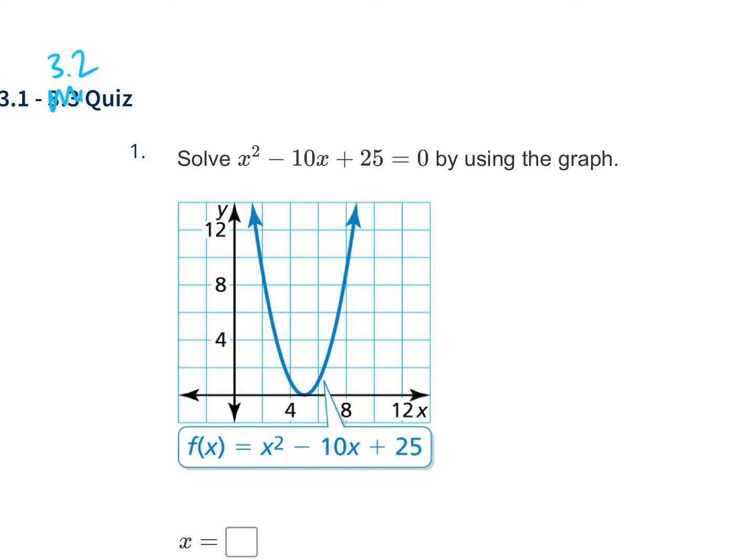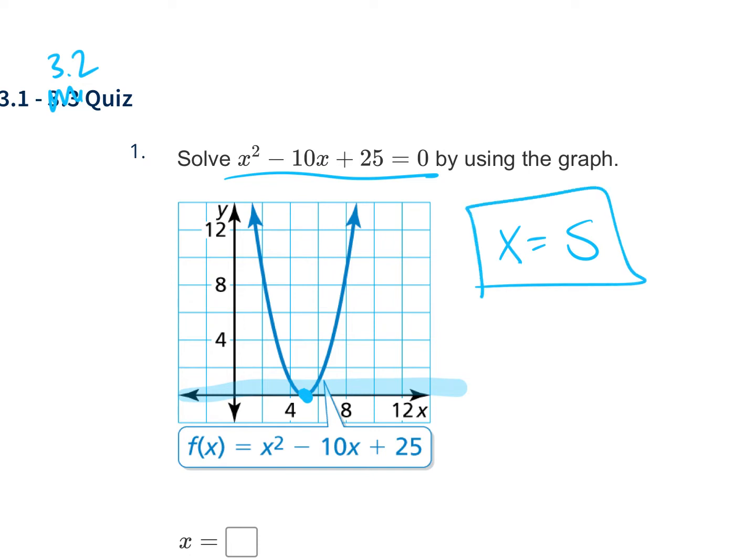So looking at number 1 and 2, where our graph crosses the x-axis, those are the solutions for our function that it gives us here. So where does our graph cross the x-axis? Where does it touch the x-axis? What number? 5. Perfect. It touches at one spot here, which is 5. So x is equal to 5 is our answer.